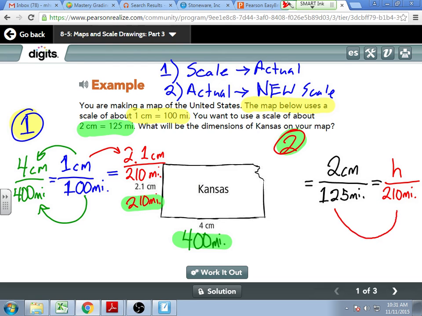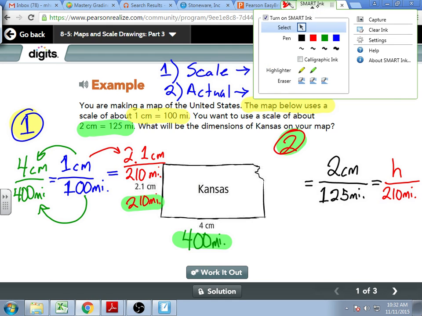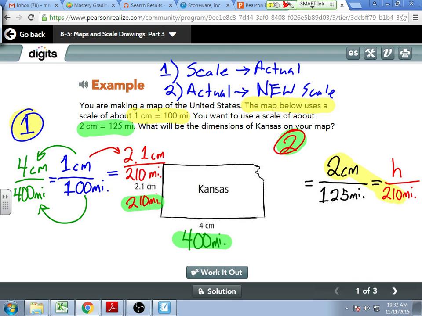Now there's no easy way to go from 125 to 210. We could divide to figure it out, but easier than that is just cross multiply. So when I cross multiply here, 2 times 210 gives me 420, which will equal my other cross multiplication, which is my height times my 125. So 125 times h. To get the h by itself, Karen?